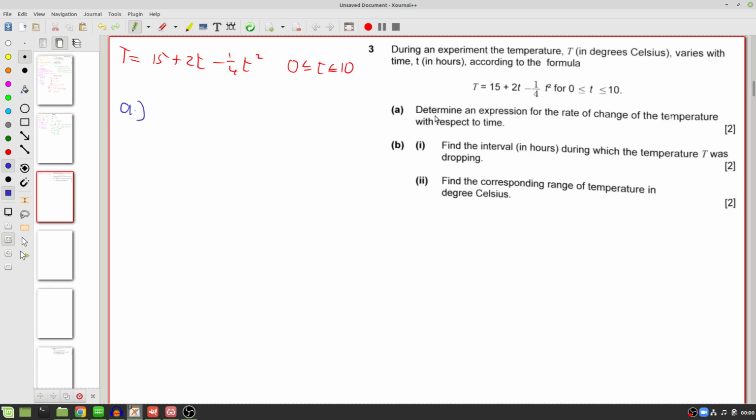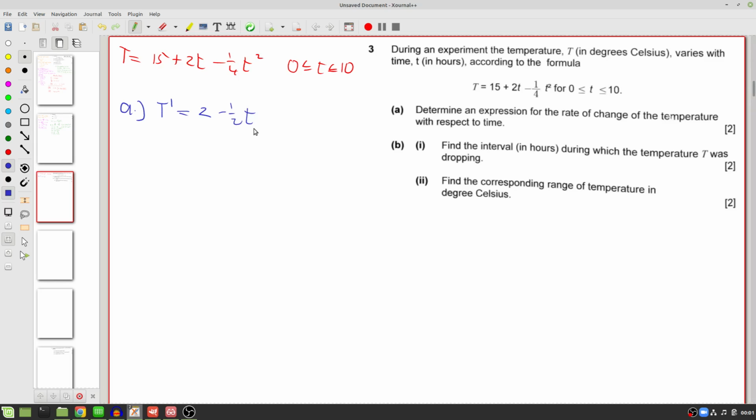So question A says, determine an expression for the rate of change of the temperature with respect to time. So this is the temperature, that's the time. The rate of change of the temperature is the gradient of the temperature formula. How do we find that? Well, by doing the derivative, by differentiating temperature. Rate of change of temperature is the derivative of the temperature. So a constant just falls away, it becomes 0, and 2t will become 2, and this will be 2 times negative a quarter is negative a half, and then 2 minus 1 is 1, t to the power 1.